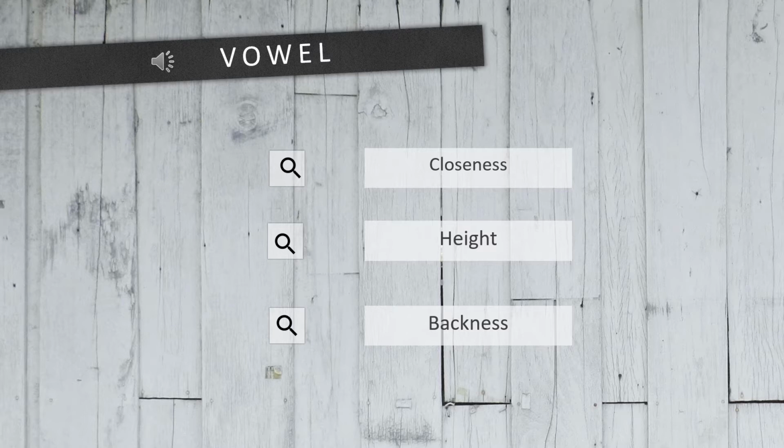For the purposes of clarity and consistency of the parameters of vowel sounds, it is determined sequentially based on the 3 aspects of vowels as follows, describing the sound based on the closeness, height, and backness aspects.